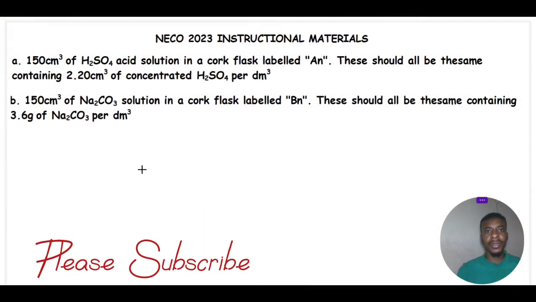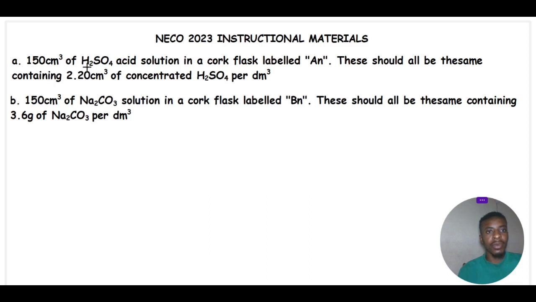Alright, here's the NECO 2023 instructional material, and from your instructional material you will see the first one here. We'll start with the preparation and the calculation of the concentration of the stock solution of sulfuric acid. It says 150 cm³ of H2SO4 solution in a cork flask labeled AN, and this should all be the same, containing 2.20 cm³ of concentrated sulfuric acid per dm³.